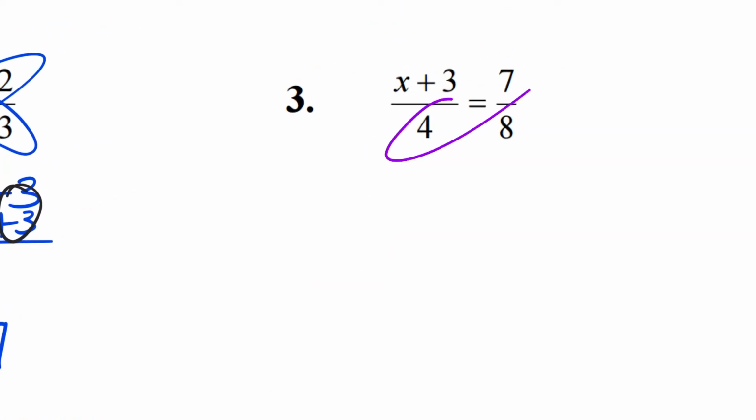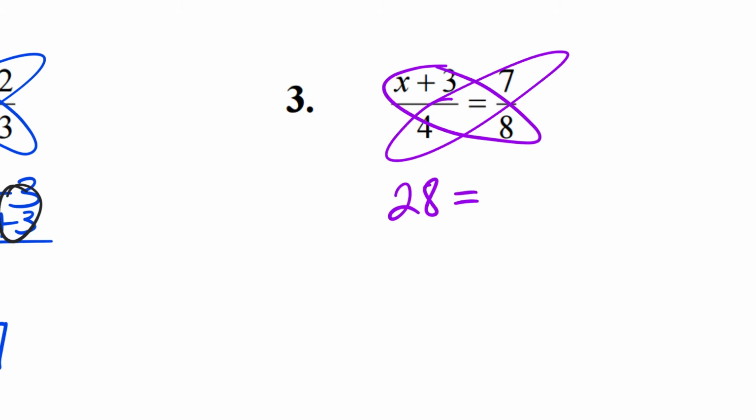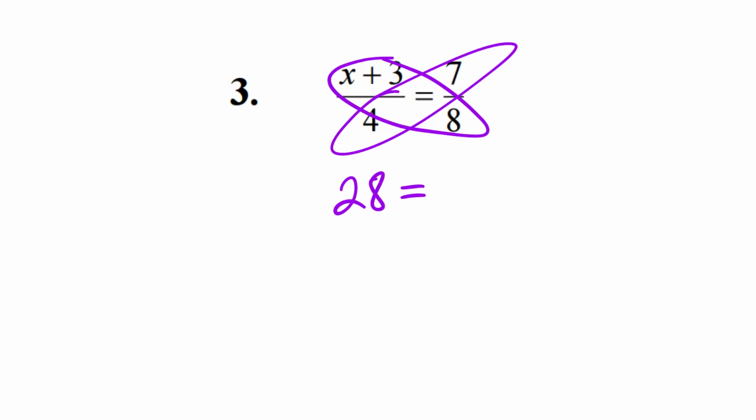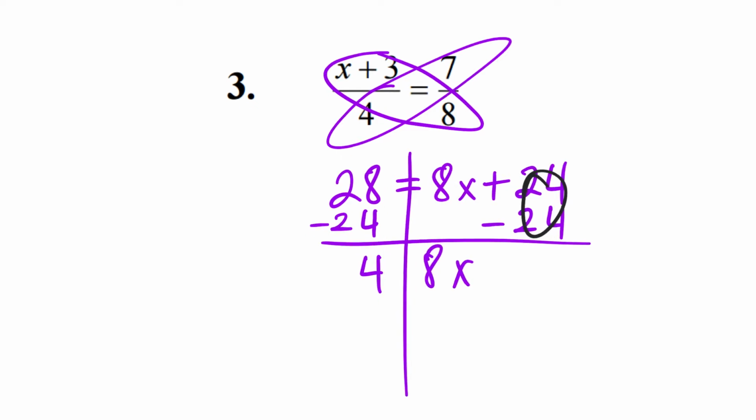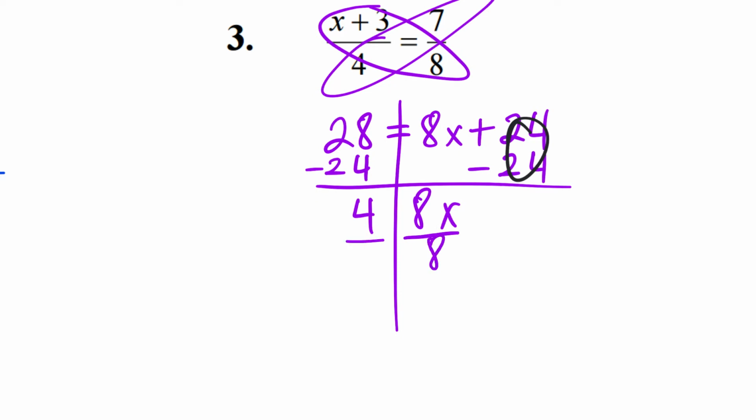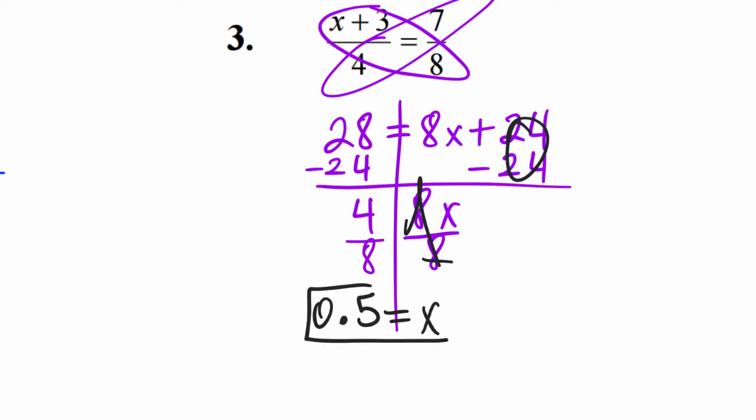Okay, number 3, 4 times 7, 28. Okay, x plus 3 times 8, 8x. Yep, 8x plus 24, so we're going to subtract 24 from both sides. So this zeroes out, we get 4 equals 8x. Divide both sides by 8. X equals 0.5. Okay, so x equals 1/2.